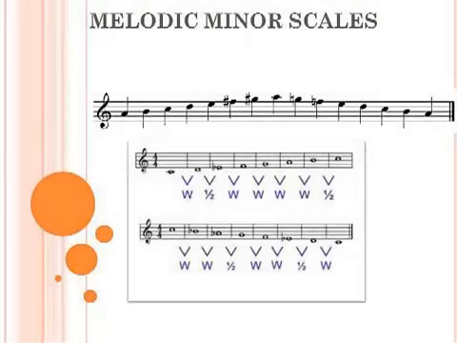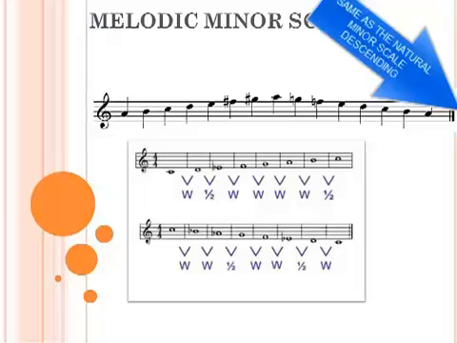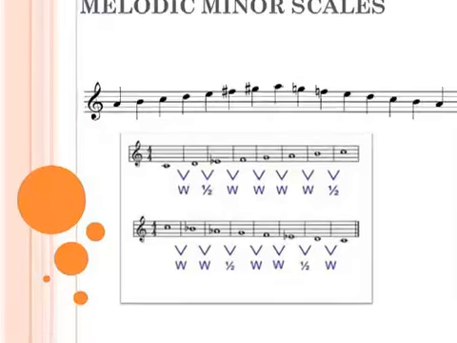In the minor melodic scale, the 6th and the 7th degrees of the scale are raised ascending and they're lowered descending. When descending, the minor melodic scale is identical to the natural minor scale. That means the order of tones and semitones is different ascending than it is descending.